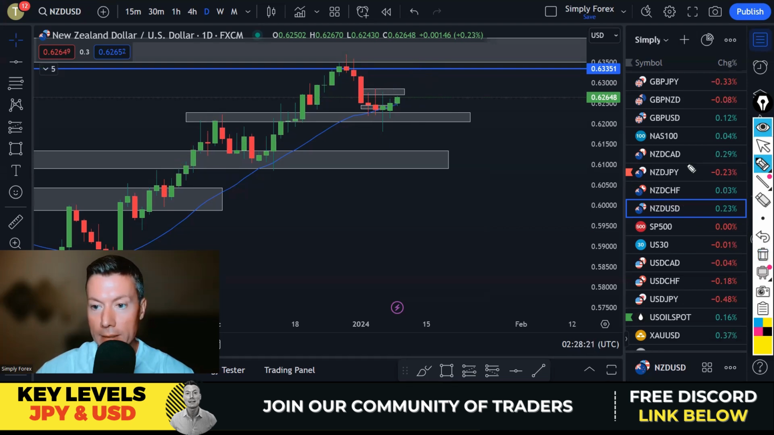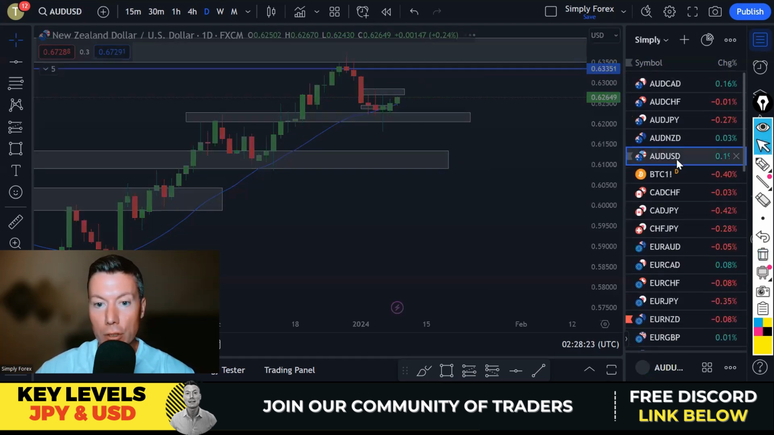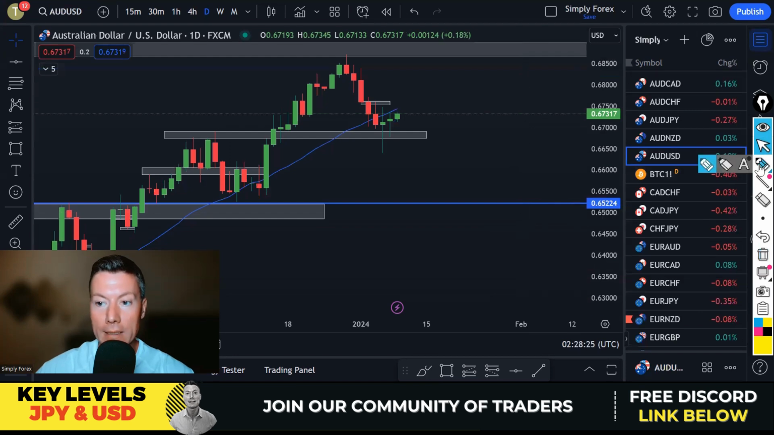Still like this trade. Same with Aussie dollar US dollar, highly correlated with New Zealand US dollar. We're in an uptrend, and we're seeing buying pressure as well, to come back up to here.